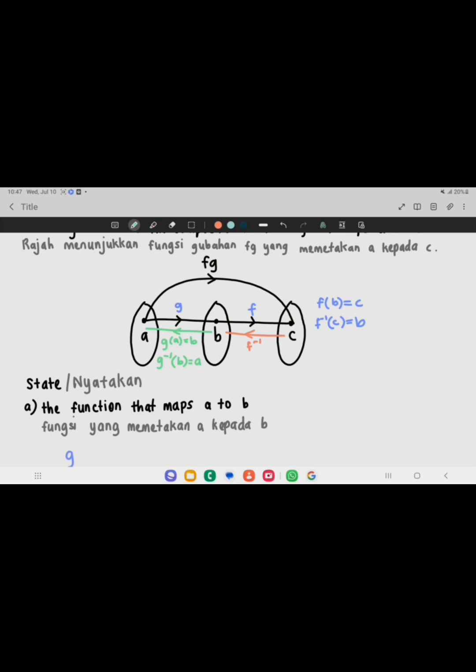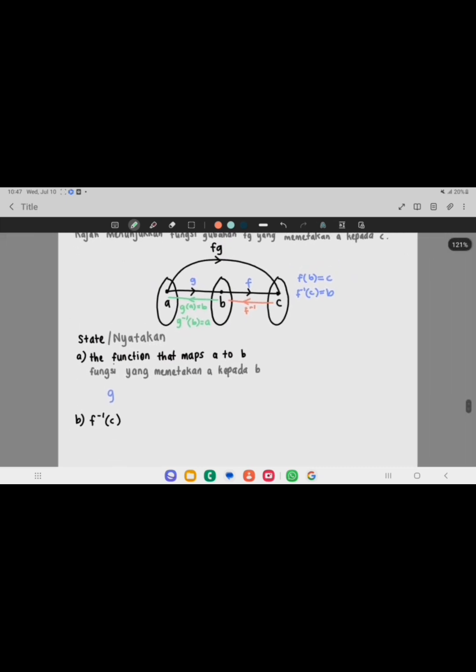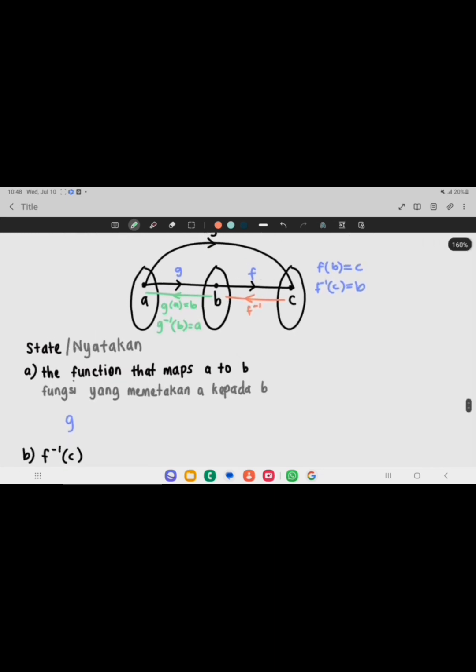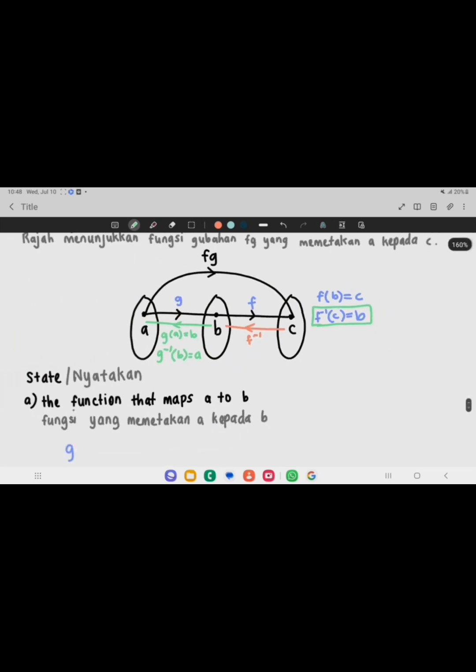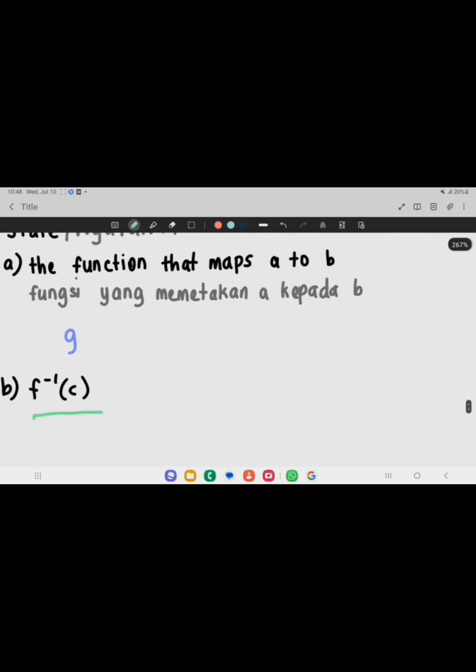Okay, very important. Now let's read the question B. State f negative 1 of c, meaning that they want you to find the inverse function of f. So can you see how to find the inverse function of f? We have done it already. So this is what you will get. f negative 1 of c is actually equal to b. So you're just going to write it like this.